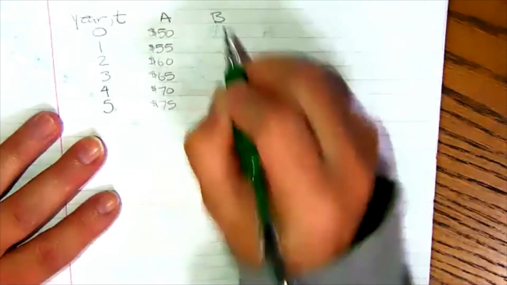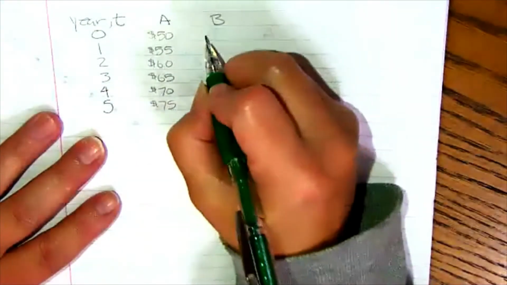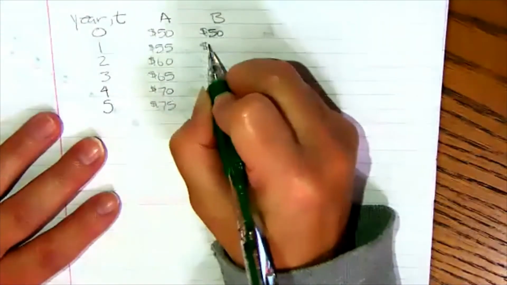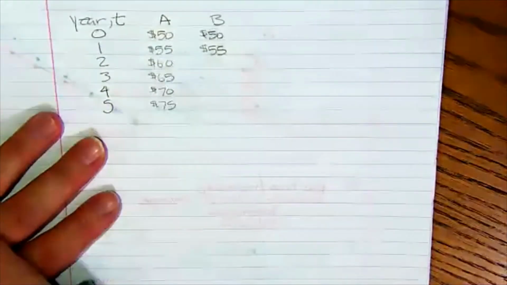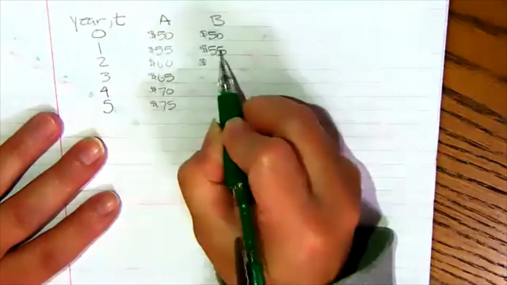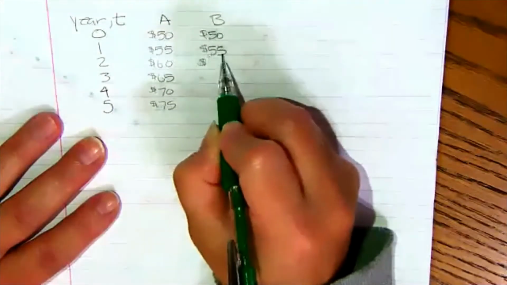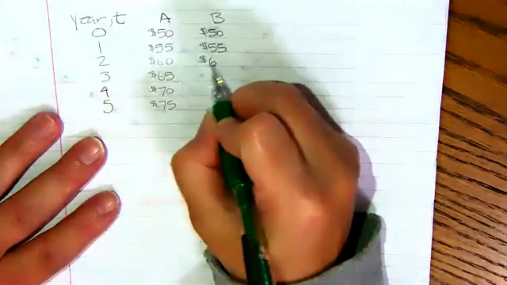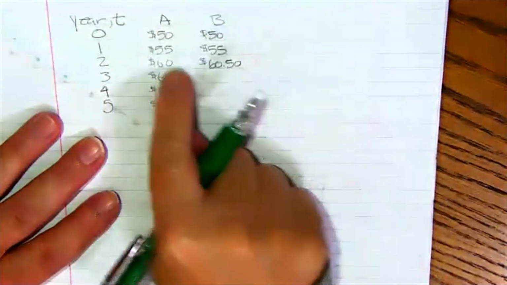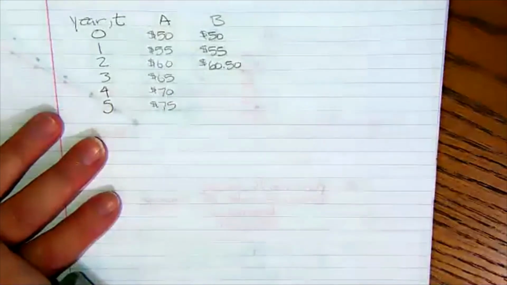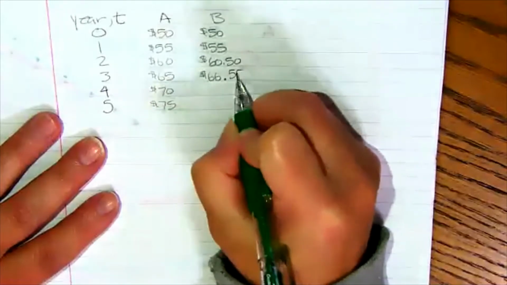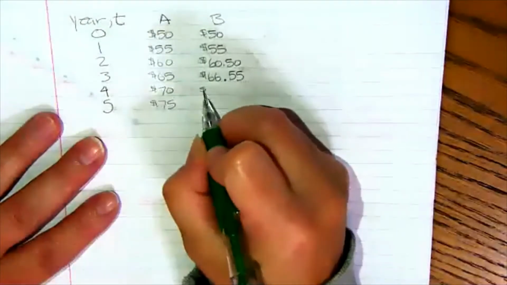Then we have account B, which is compound interest. We start with $50, just like account A. And after 1 year, we have $55, just like account A. But now we're earning interest on this whole amount, this $55, not $50, but the $55. And you can see we've got 50 cents more. It doesn't look like that much. It's not that big of a deal. But over time, it does become a big deal.